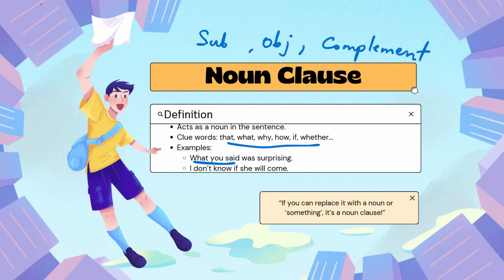Let me give you a quick tip. If you can replace the clause with a noun or the word something, it's a noun clause. For example, what you said was surprising. So instead of what you said, I'm writing something. Something was surprising. Is it making sense? Well, yes. Ding dong. There's the noun clause. I hope it's very easy, right?